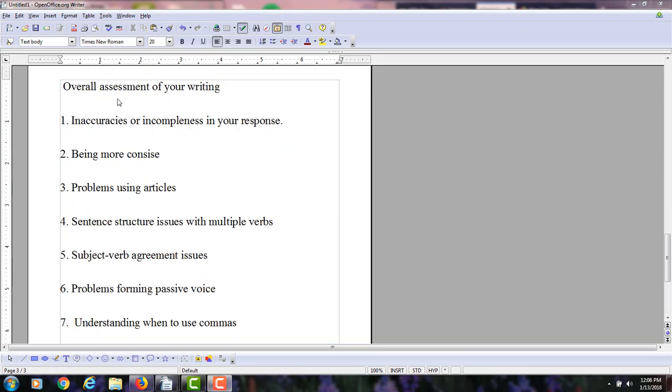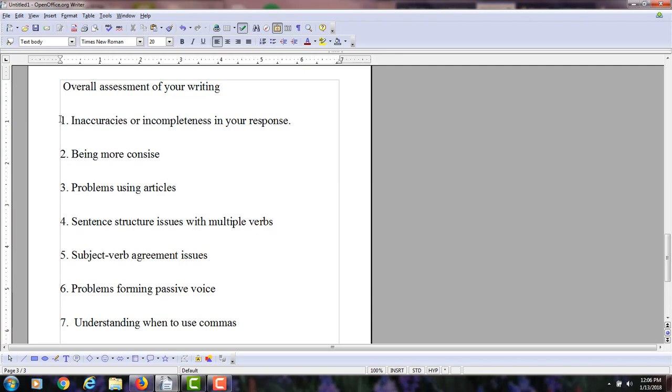Looks like it's going. In the overall assessment of your writing, there are 7 specific things that I think you need to be aware of in order to improve your score. Number 1 is inaccuracies or incompleteness in your writing task. Sometimes you might not be 100% accurate in what you're saying, or you might leave out something that needs to be put into your response. That's something you want to really work on as you're doing the integrated writing.